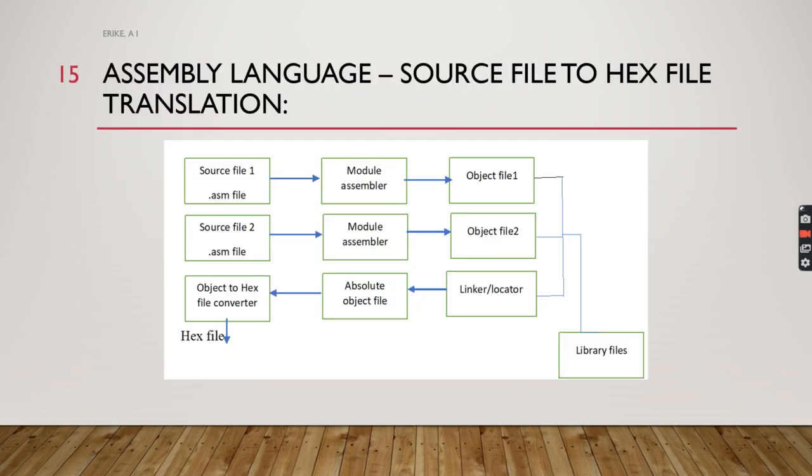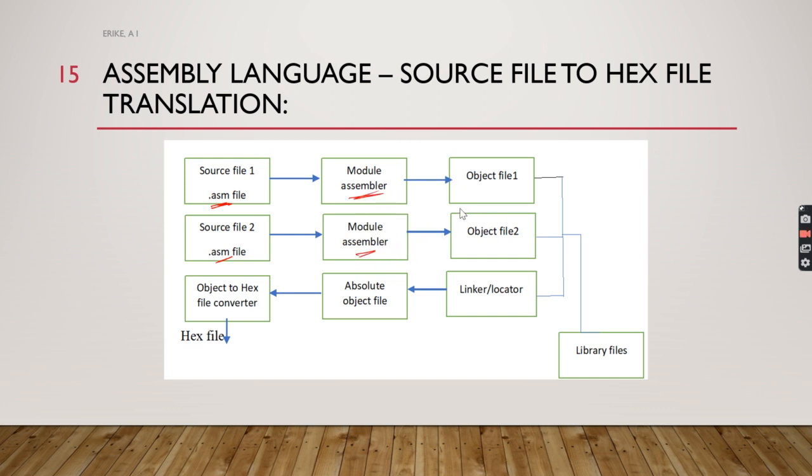All right. Next, we look at the process of generating a source file and creating a hex file from the source file. Call it source file to hex file translation. In your source file, you will have files that are .asm, which stands for assembly. You may have several source files, and each of them will have to be assembled as a module.